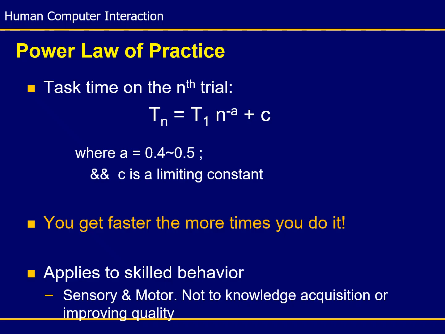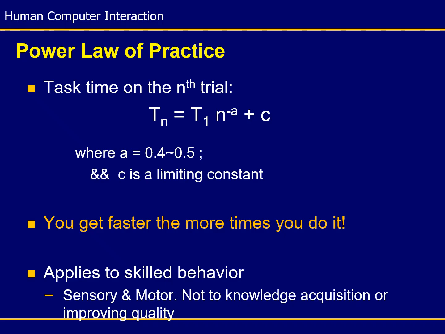T1 is the time it takes you to do this action for the first time ever. N again is the trial you're interested in, and A is some constant that is experimentally computed. By the way, this is the second time I talk about an experimentally computed constant, and we will see shortly in this lecture today the way of doing that. Plus C, which is another constant.